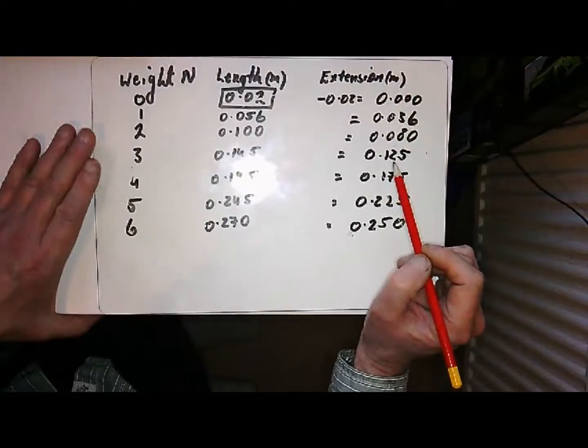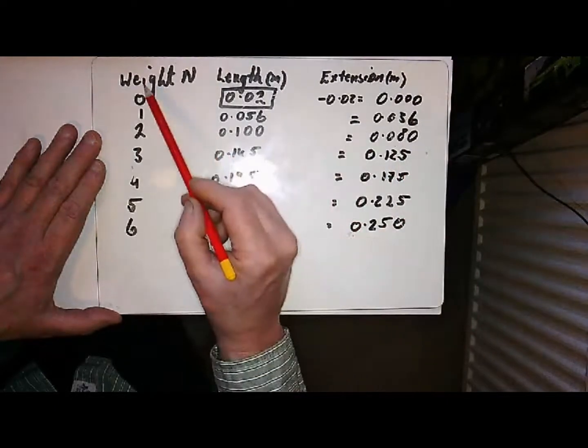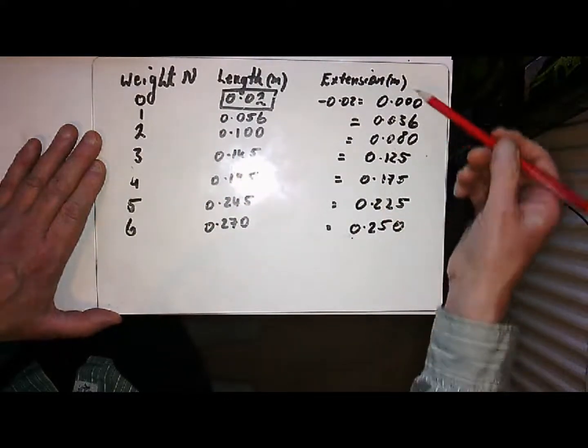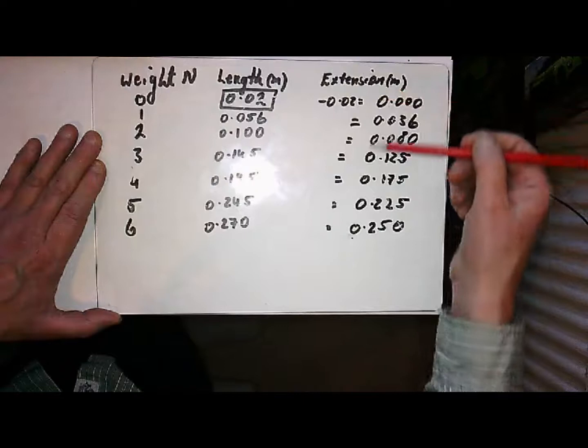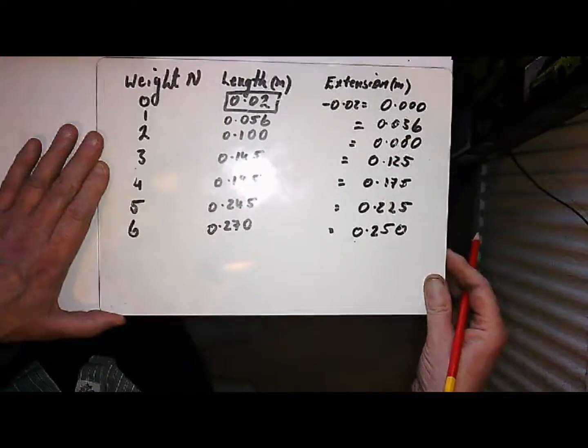So my independent variable that I am allowing to change is my weight in newtons that will go on the x-axis, and my dependent data that I will plot will be the extension in meters that will go on my y-axis.